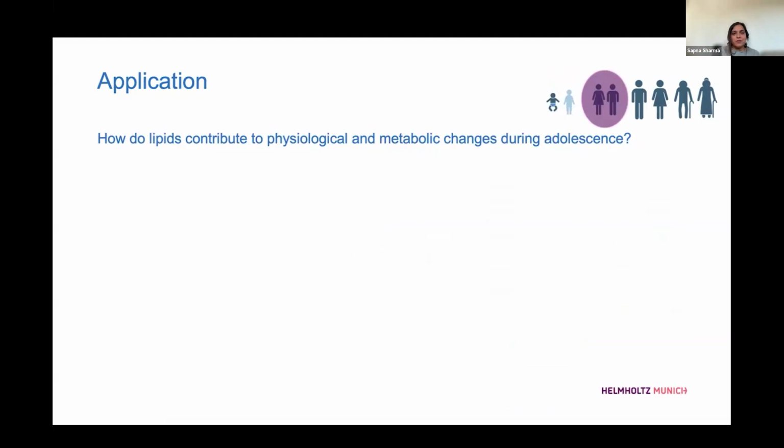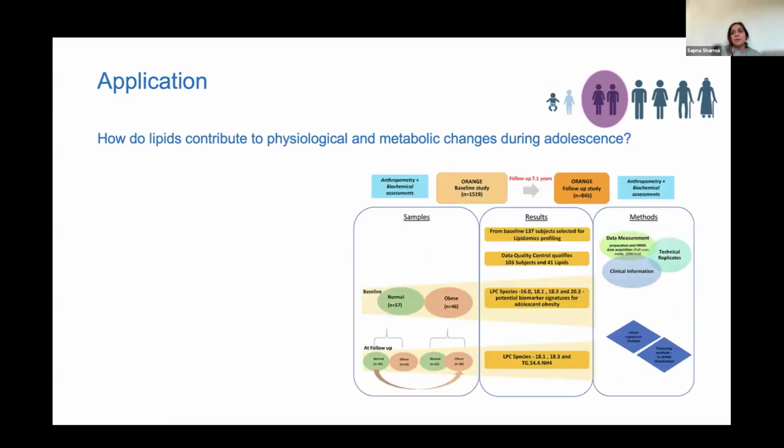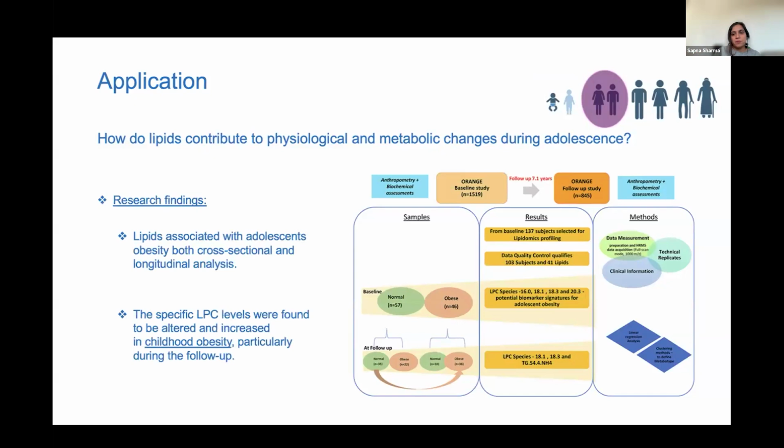This is another example which brings me closer to our collaboration, not in Germany, but in India, where we had data from school-going kids from adolescent age plus a 7-year follow-up. We did lipid profiling, and what we found here is that over the course of time, as the child develops obesity, the LPCs were altered heavily. So these are early markers that are important to keep in mind even at an early stage.